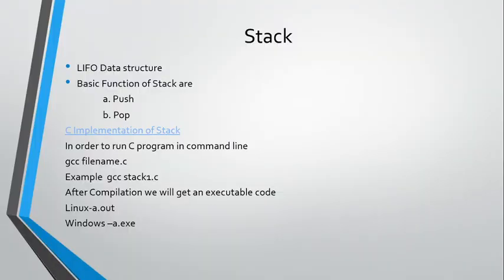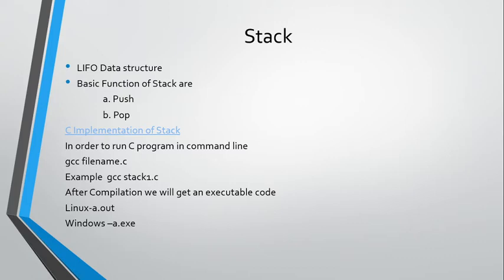So in order to run this program in command line, we have to use some compiler. I am going to use the GCC compiler: gcc space filename.c. This is the format for compiling. For this example, the file name is stack1, so gcc stack1.c. I will compile that.